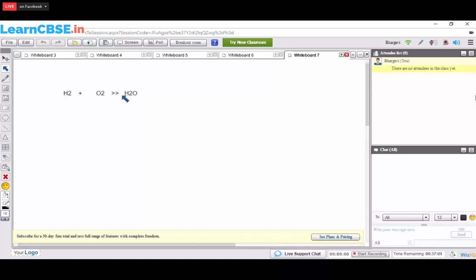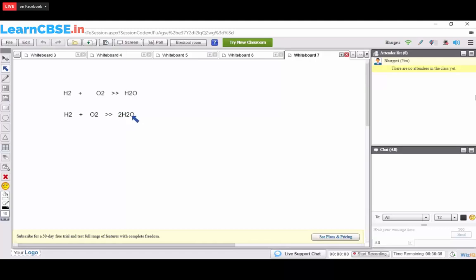So we have to place the 2 in front of the water, then only the oxygen becomes the 2. H2 plus O2 gives 2H2O. So now it is 2 oxygen here, and also it is 2 oxygen. So now the oxygen is balanced.